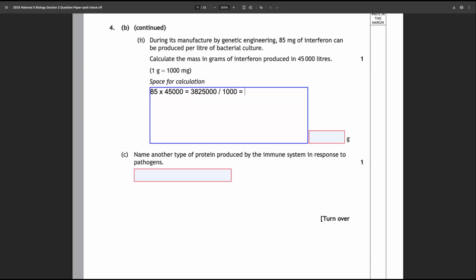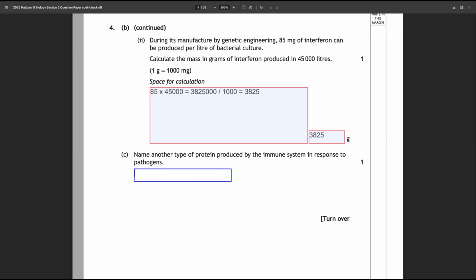So when we divide that by 1,000, again, I'm just going to quickly do my calculator here. That would give us 3,825, okay? And we go 3,825 grams as our final answer, okay? So a couple of little stages in that calculation, but that's how we would work out something like that. Fortunately, they gave us the conversion there, so we knew we had to divide it by 1,000.